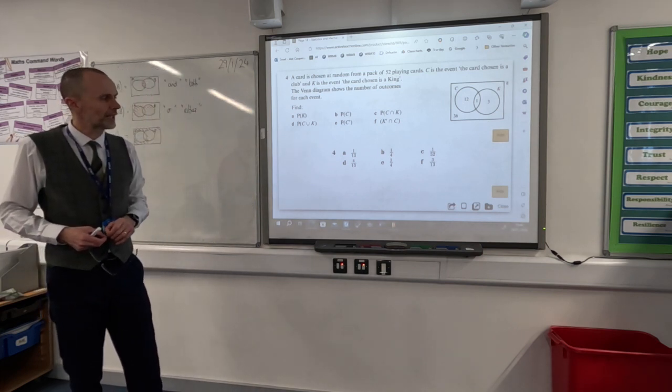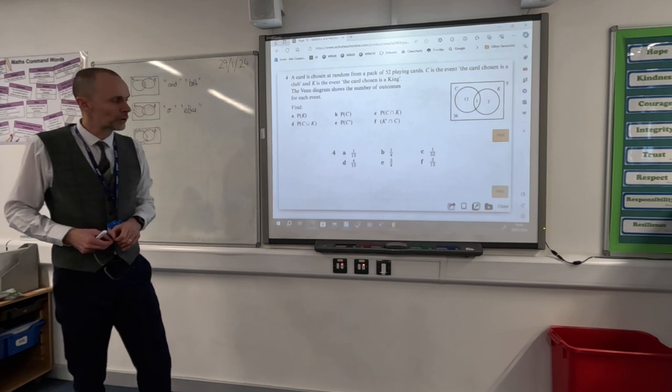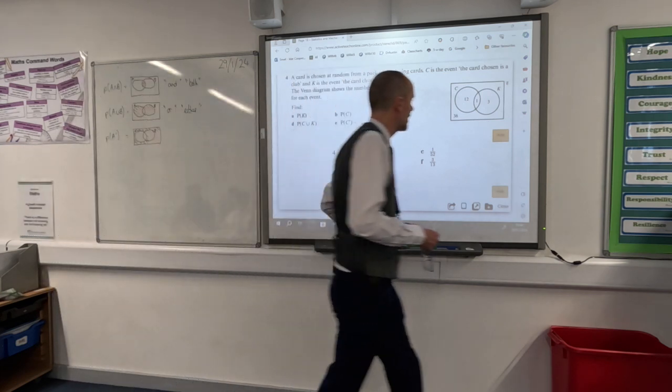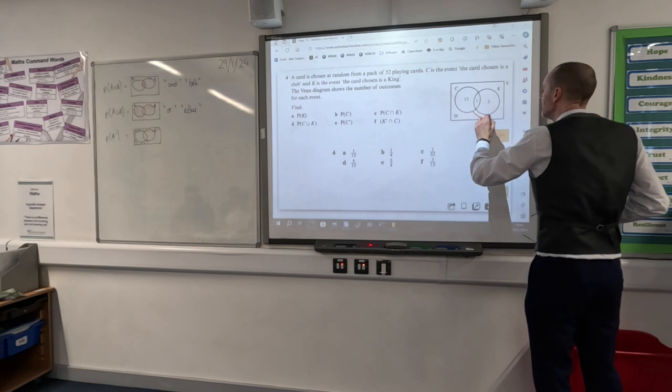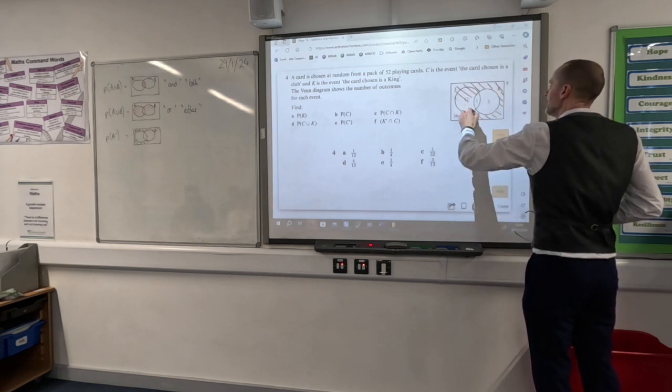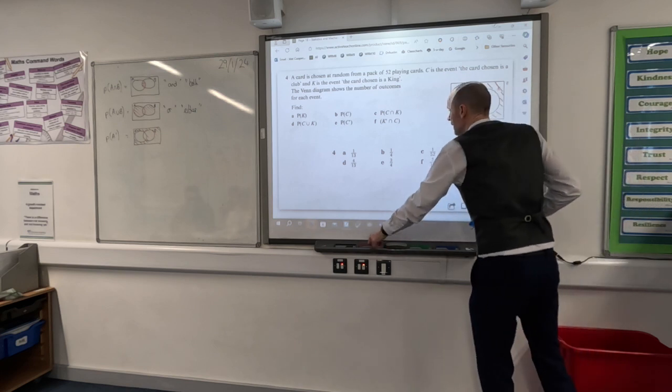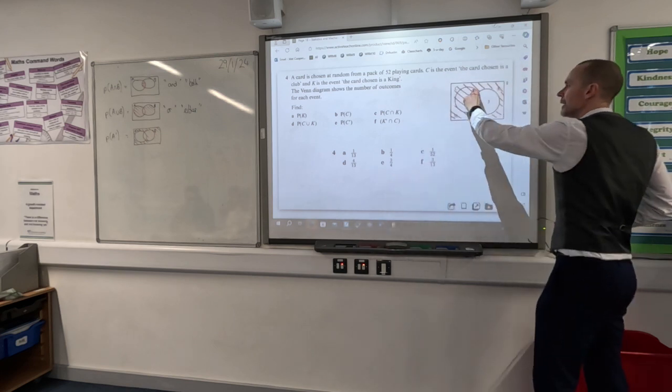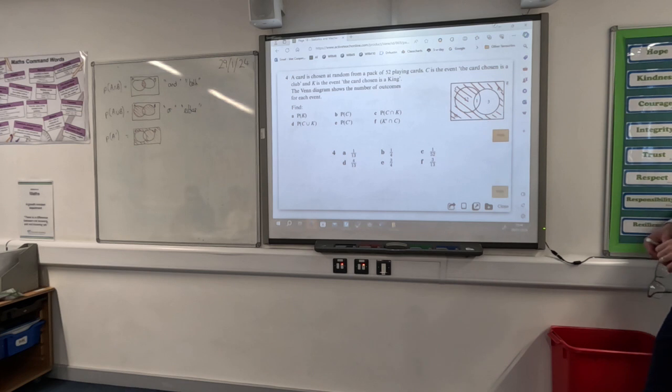And then not in K, but also in C. So if I shade the area that's not in K, that's there. So how does that overlap with C? Well, it's these 12. It's 12 out of 52, which simplifies down to 3 over 13. That sort of question is no different from GCSE.